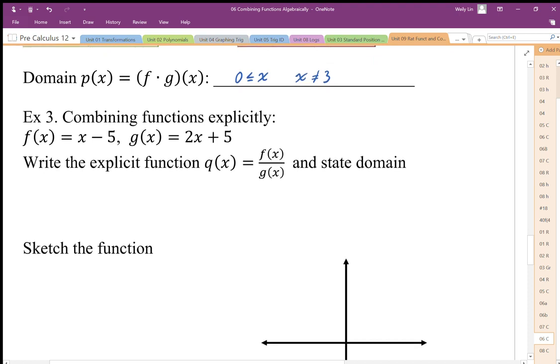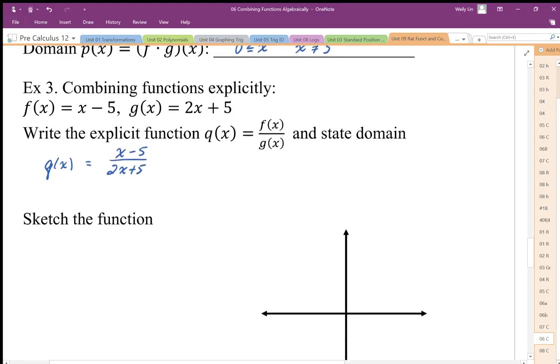So this equation here, the q of x, is going to be given by the f of x over the g of x. So we're going to write this equation explicitly. So q of x is equal to, I'm just going to substitute the f in the numerator and the g in the denominator. And what ends up happening is we end up getting a function that is recognizable, something that we've actually dealt with before. So this is one of the strategies we want to use. If we can combine it explicitly and simplify into something that we recognize, then we know how to graph this function.